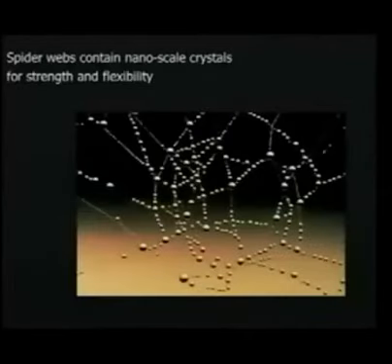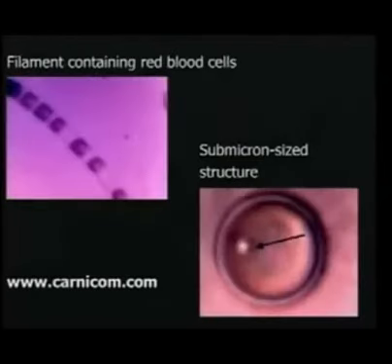Nature and biology continually work on the nanoscale, assembling proteins and building with crystals to conduct the business of life. Spider webs are an example of that. Very fine filaments with enormous strength and flexibility because they contain nanoscale crystals. So let's go back to the filaments and the structures they contain, these ones that Clifford Carnicom has found. In those unidentifiable filaments, he has observed the formation of red blood cells and submicron-sized structures. So now you've got a filament making its own red blood cells.